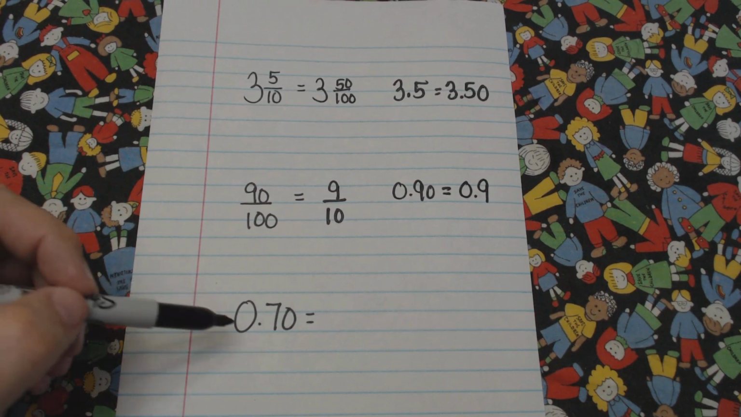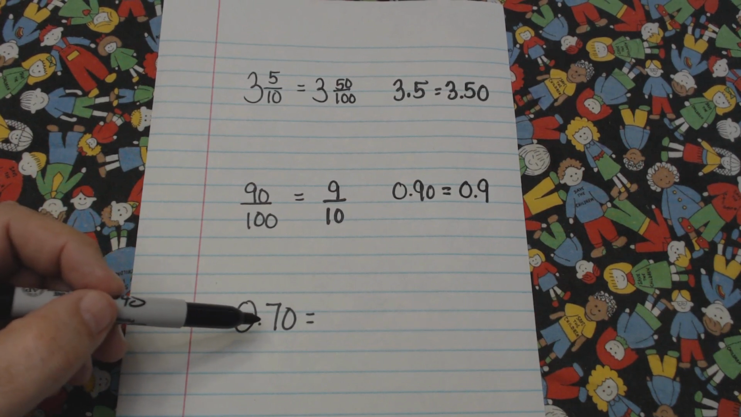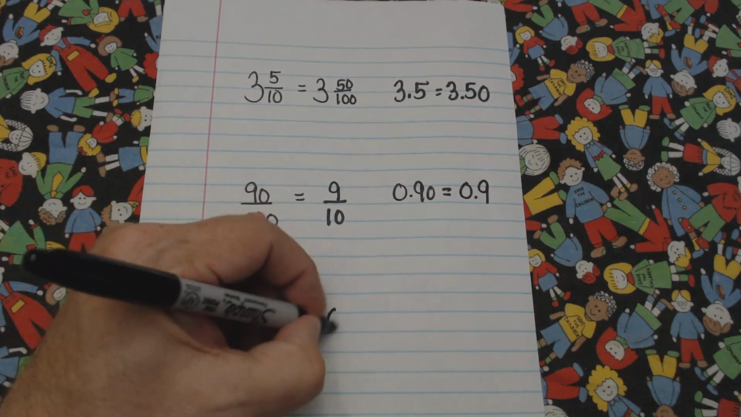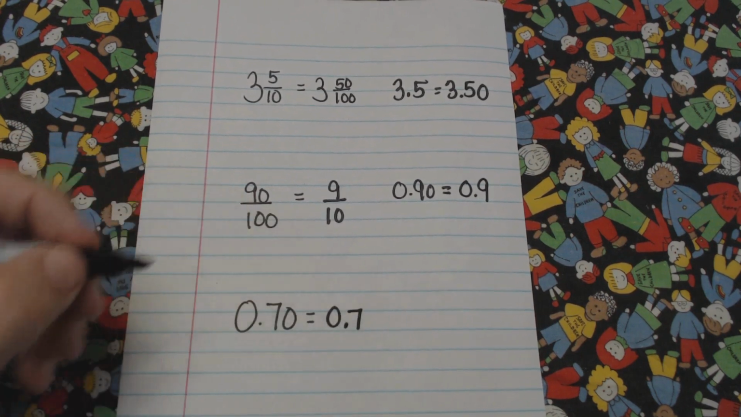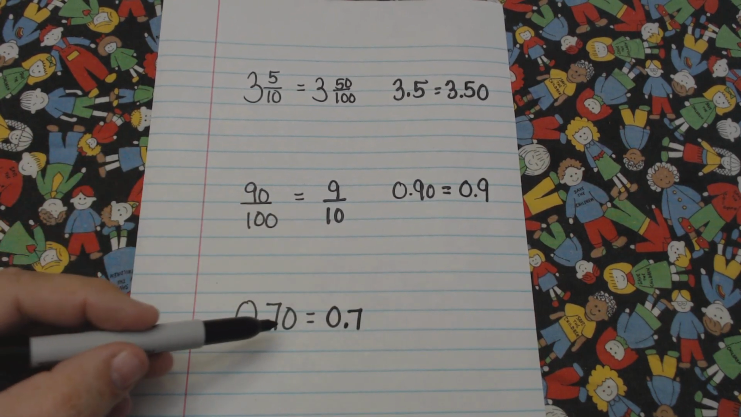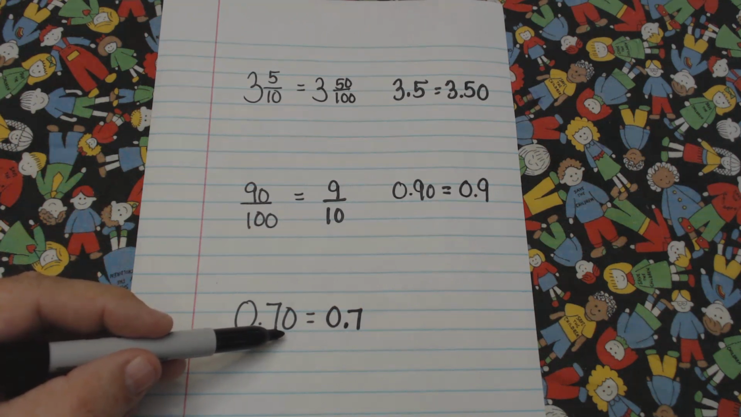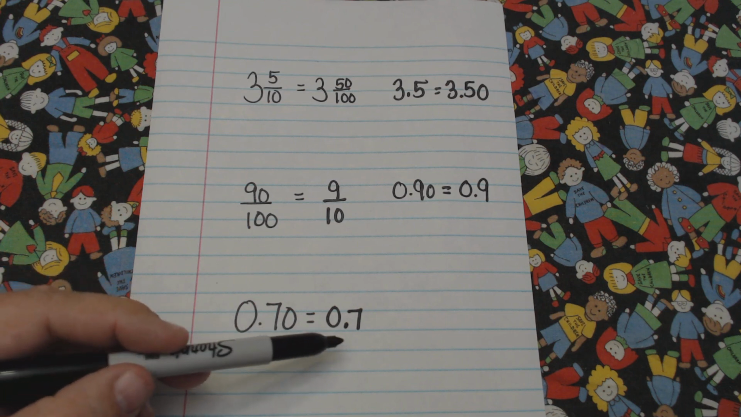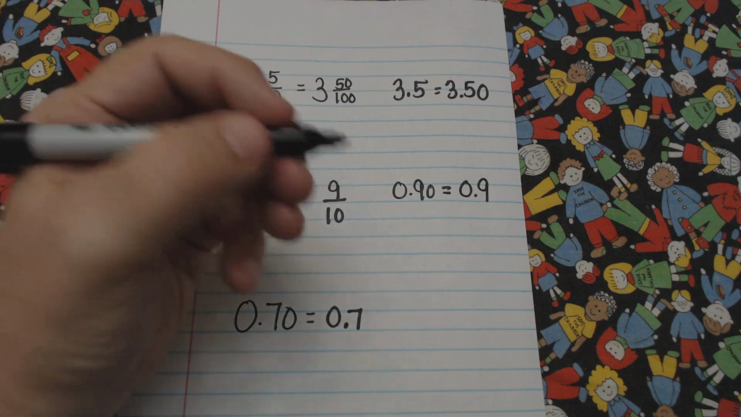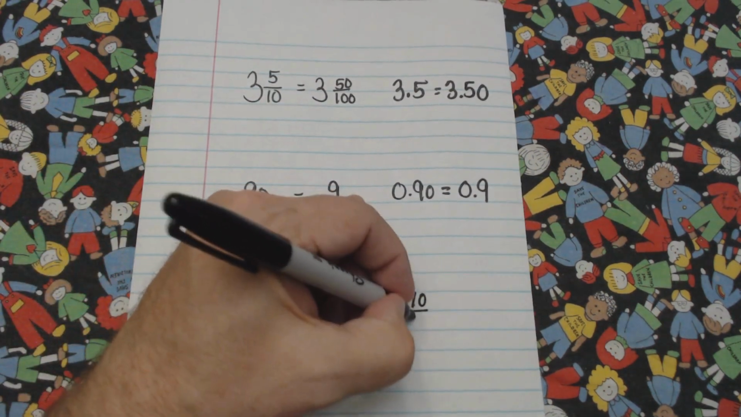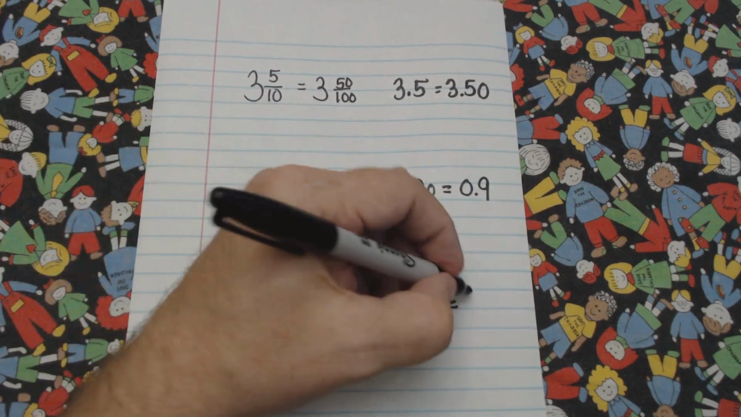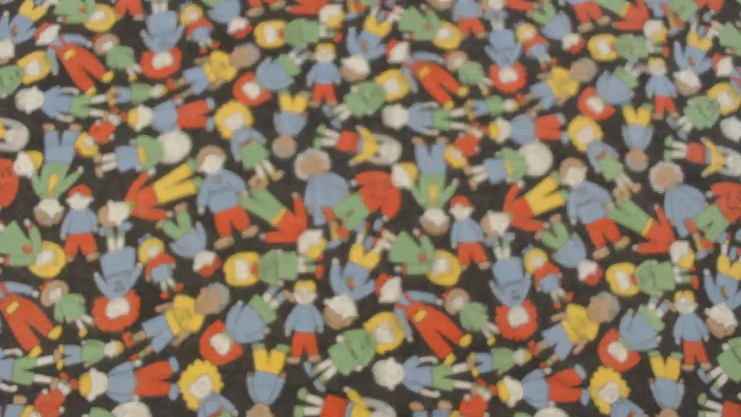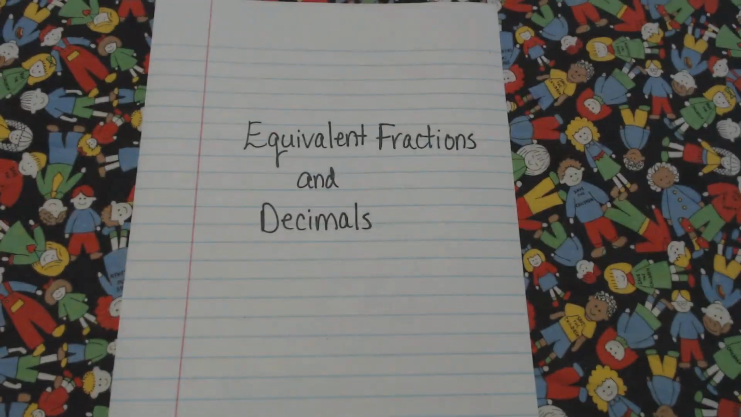And lastly, what if we started with 0 and 70 hundredths? What would that be equal to? Well, from all of our work here, we should see that that would be equal to 0 and 7 tenths. Notice that 0 to the right of the decimal does not change the value. So in hundredths, it would be 70 hundredths. In tenths, it would be 7 tenths. And if we wanted the fractions, those would be easy to write over here. 70 hundredths and 7/10. This is how we do equivalent fractions in decimals.